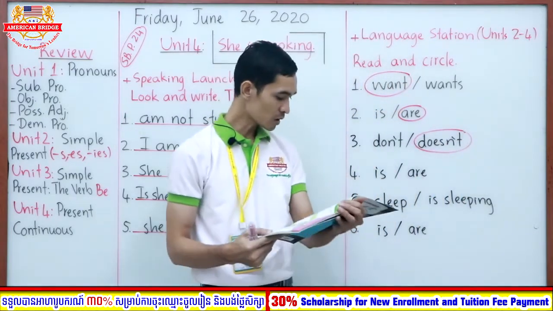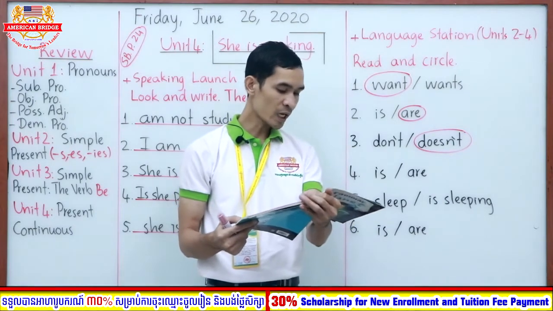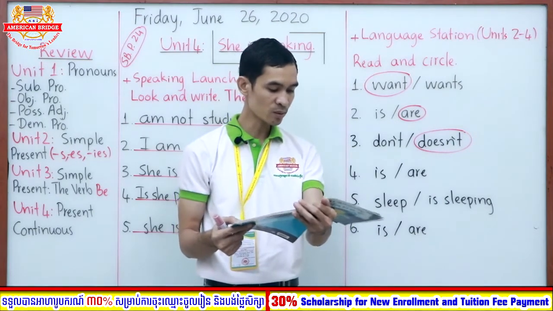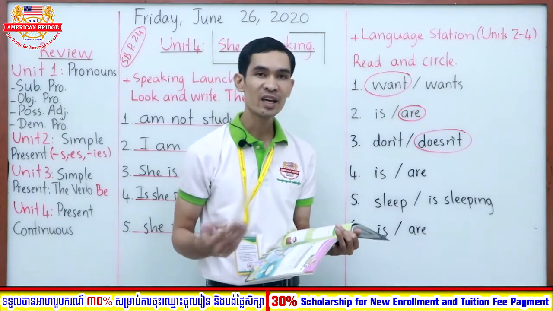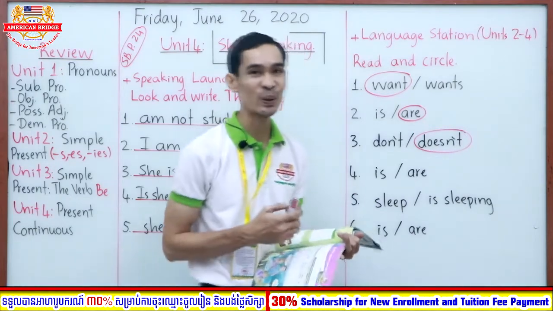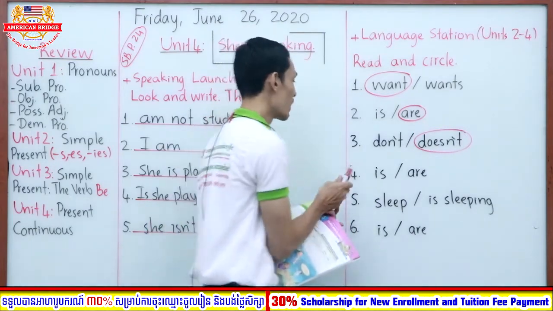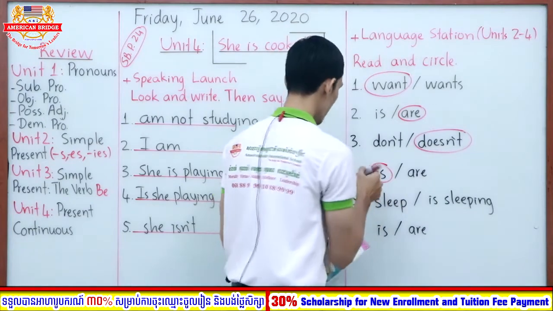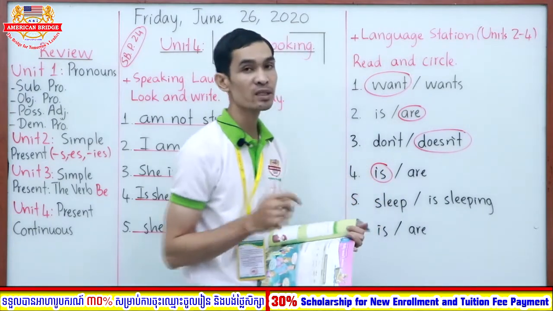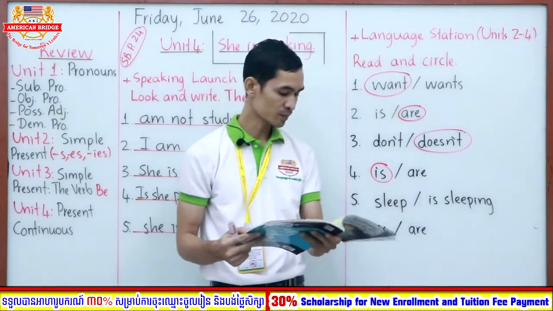How about number 4? He is or he are dancing with Clara. He is. I told you already, right? When you did number 2. Okay. So he, she, it you use with is. He is dancing with Clara.